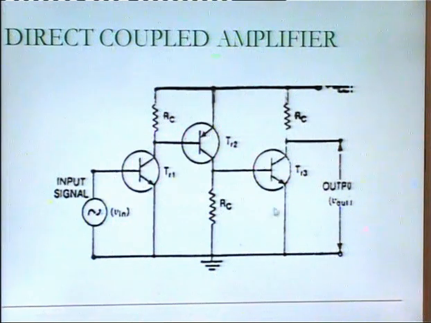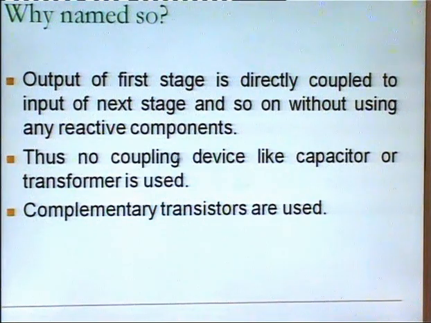The rest of the circuit diagram is the same, that you are having the input signal and the output is taken across the resistance RC. Now, why it is named so: we have considered that the output of the first stage is directly coupled to the input of the next stage, and so on, without using any reactive components. Thus, no coupling device like a capacitor or transformer is used, but the modification is that you are using complementary transistors in the case of your direct coupled amplifiers.